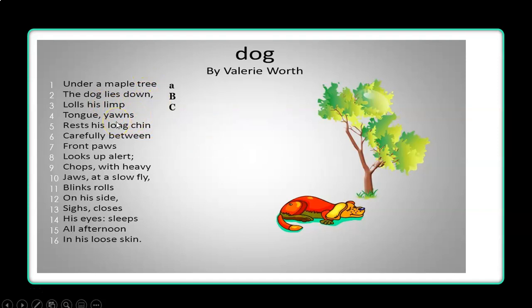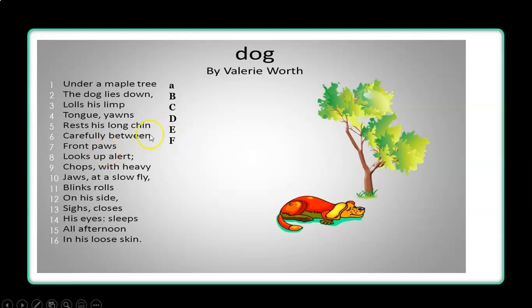What about yawns? Yawns and tree? Nope. Yawns and down? No. Yawns and limp? No, they don't sound the same. Remember, we're looking for the same sound and rhyme. What about chin? Chin and tree? Chin and down? Chin and limp? Chin and yawns? No, so that one's going to be a new family, which is E. What about between? Between and tree? Between and down? Between and limp? Between and yawns? Between and chin? No, so that one's letter F.